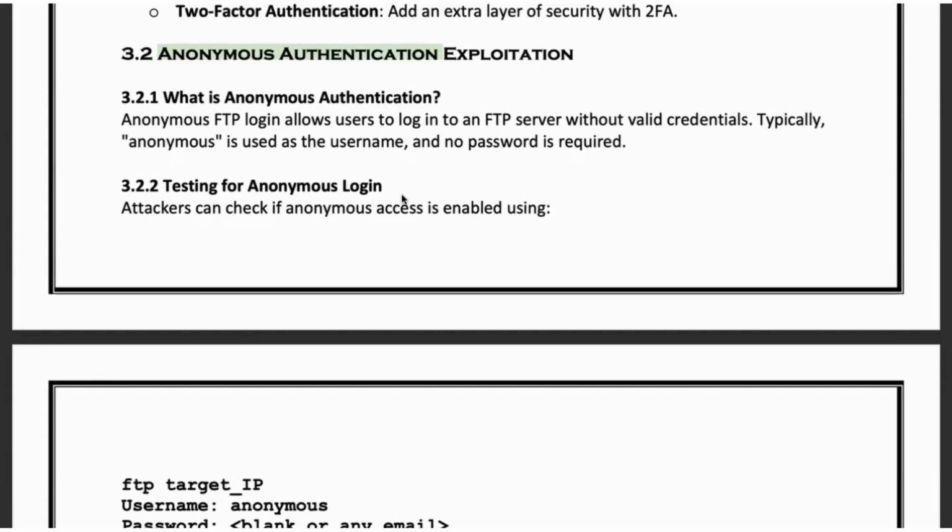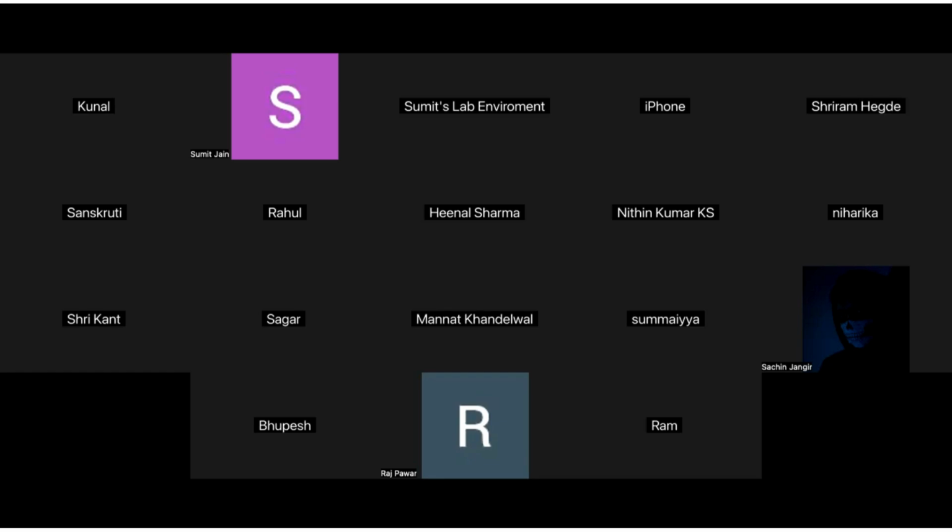So what is anonymous authentication? Anonymous FTP login basically allows users to log in to an FTP server without any valid credential. So we use anonymous as a username and no password is required. So let's try this anonymous login or anonymous authentication testing on our machine. What command will you use to try this attack? You will use the ftp command. ftp is also a command in your system that basically initiates a connection with your target, right? So you can use anonymous authentication attacks or exploitation as well after the port is open on the server side. So let's try it out.